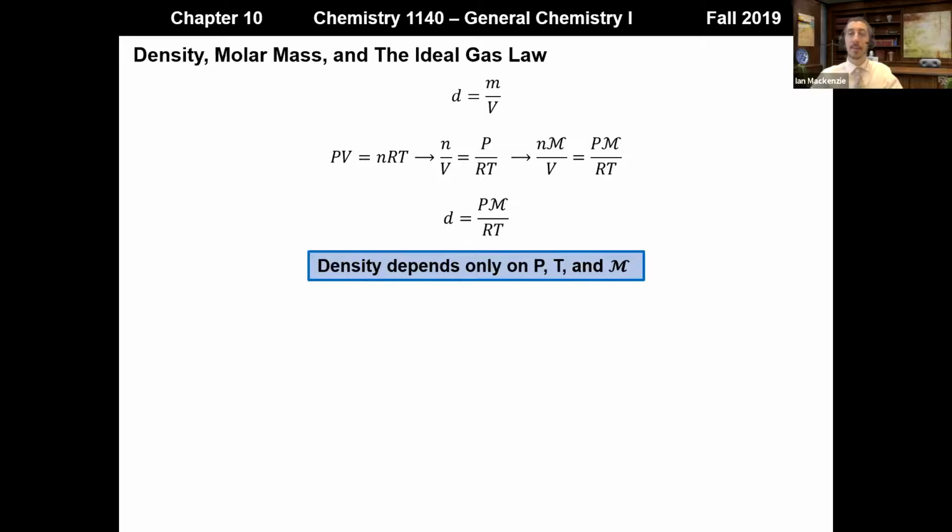So what we get out of this is that the density of a gas depends only on the pressure, the temperature, and the molar mass. And we can see some direct relationships. Density is directly proportional to the pressure and directly proportional to the molar mass, but inversely proportional to the temperature. So as the pressure increases, so does the density. And if we have two gases, one that has a lower molar mass than the other, and all the other conditions are kept the same, then the density of the gas with the higher molar mass will be higher.